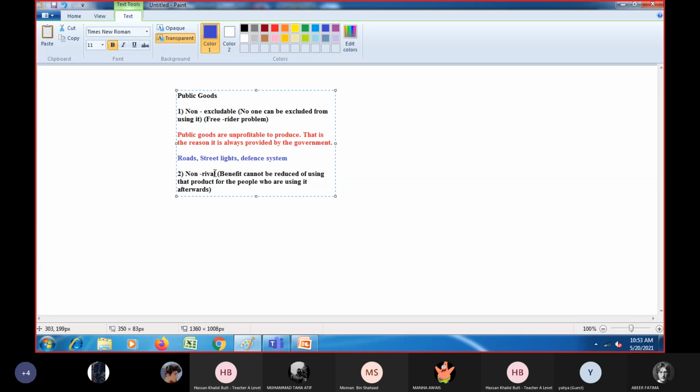Public goods, I explained to you, are non-excludable and non-rival. When it comes to private goods, as I gave you the example of a house or a piece of land or a chocolate, these are private goods. Why do we call them private goods? Because they are owned by certain individuals. Private goods are always rival and excludable, whereas public goods are always non-excludable and non-rival.